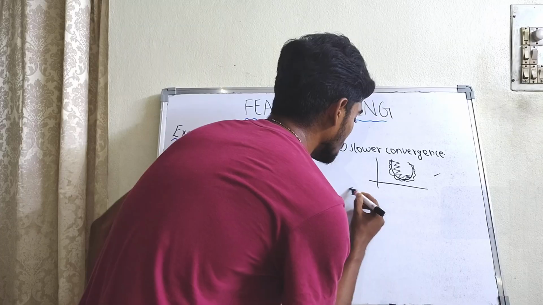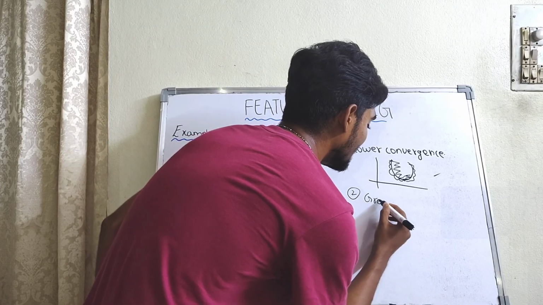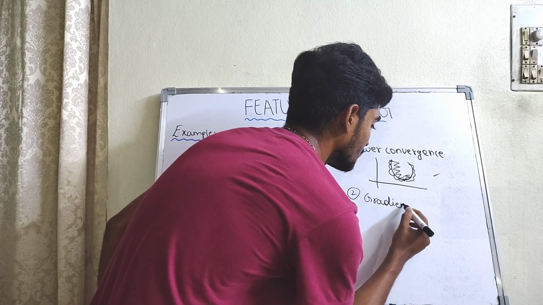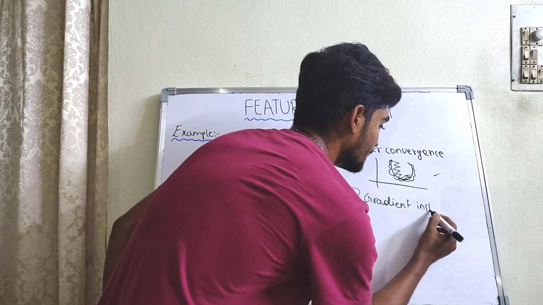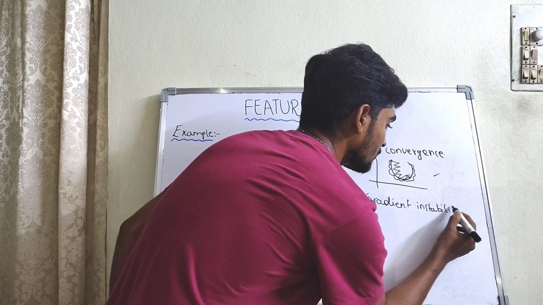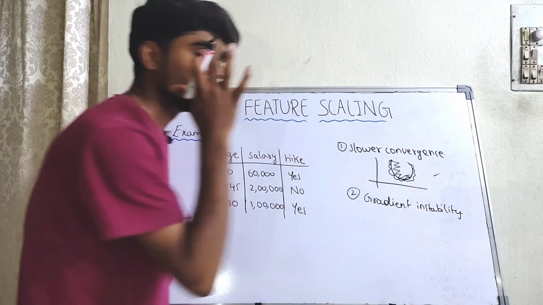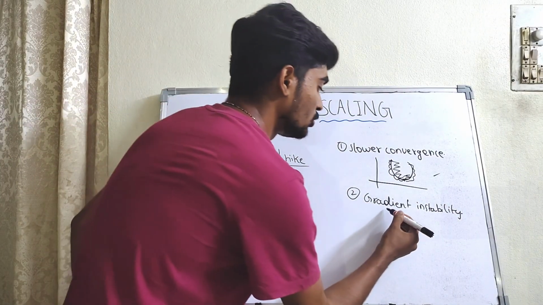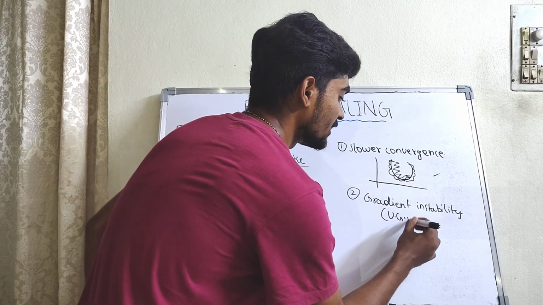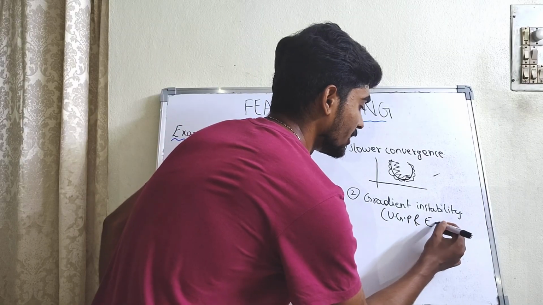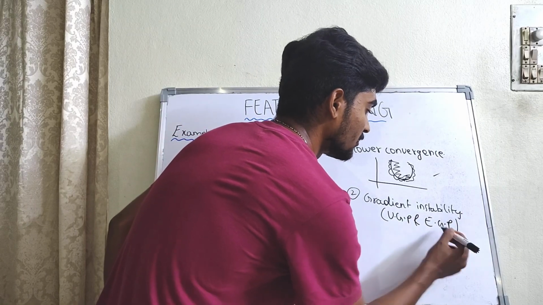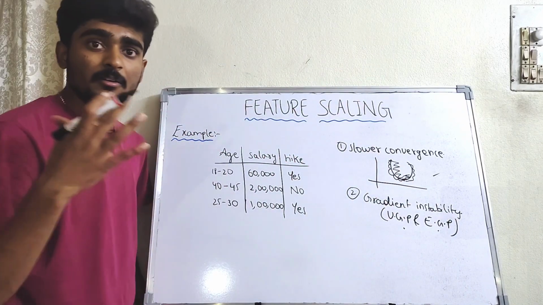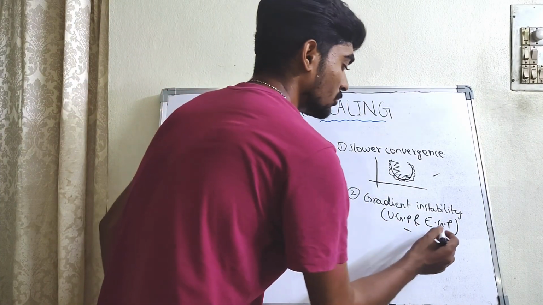Now the second problem is gradient instability. When it comes to gradient instability, we face two problems, that is the vanishing gradient problem and the exploding gradient problem. I have discussed both of these topics in my past few videos, so please check out those videos.